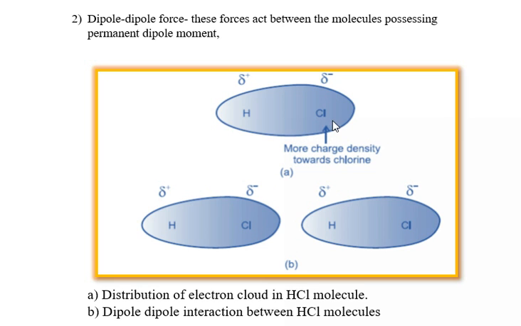Here you can see the distribution of electron cloud in the HCl molecule. In the dipole-dipole interaction between two HCl molecules, the delta minus charge of chlorine attracts the delta plus charge of the second molecule. This is called dipole-dipole interaction. This type of force is called dipole-dipole force. These forces are stronger than the dispersion or London forces.